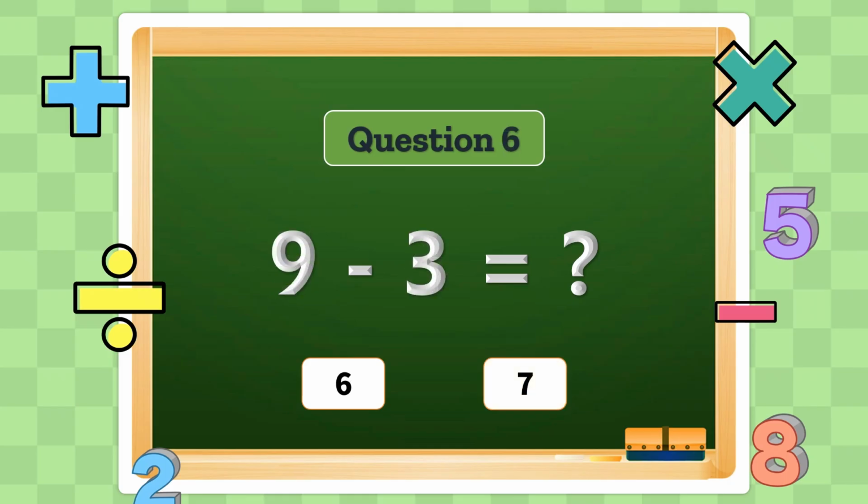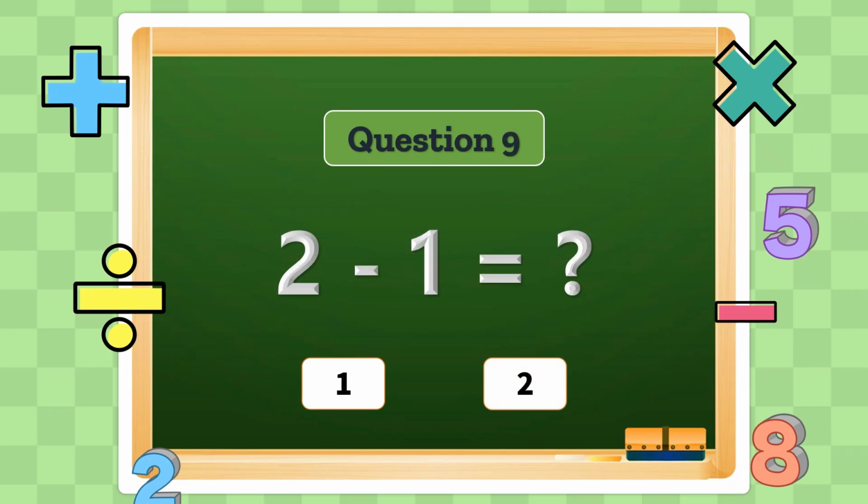What is 9 minus 3? The answer is 6. What is 8 minus 4? The answer is 4. What is 3 minus 0? The answer is 3.